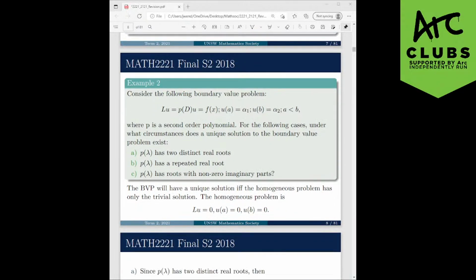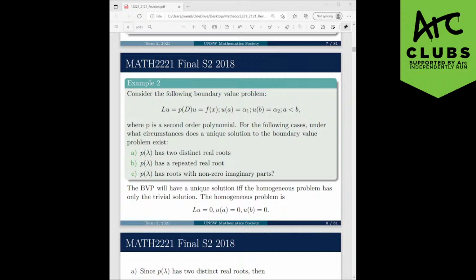And here's a beautiful demonstration of how important that theorem is. So we go to the 2018 final of 2221. We have the following boundary value problem. So we have LU is equal to P of D times U is equal to F of X. And U of A is equal to alpha 1, U of B is equal to alpha 2, A is less than B. So you have your P of D. They tell you P is a second order polynomial. So you're already getting the vibe, of course, that L is the second order linear differential operator. And your U of A and U of B equaling alpha 1 and alpha 2, those are your boundary operators.